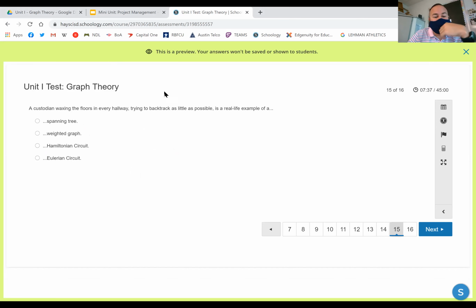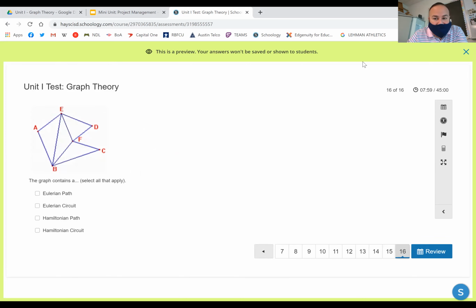A custodian waxing the floors in every hallway, trying to backtrack as little as possible, is a real life example of an Eulerian circuit. If you're a custodian and you're trying to wax all the hallways, the hallways are going to be edges. You try not to backtrack. When you clean the hallways, you don't want to go back down the same hallway. So that is an Eulerian circuit.